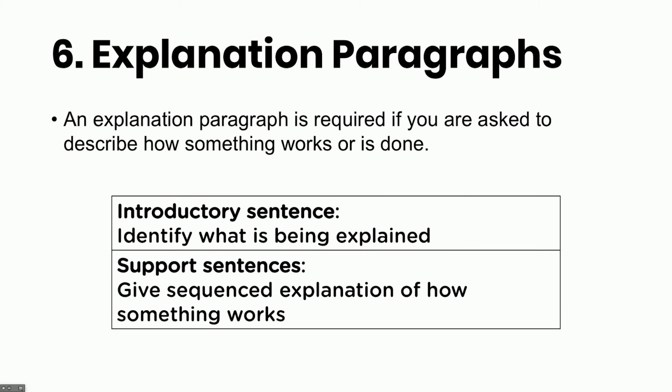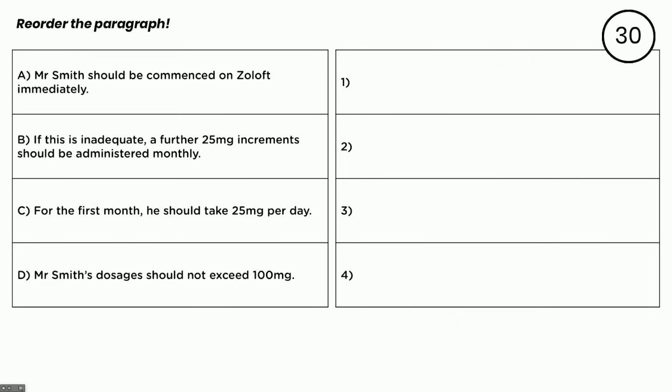Okay, so first of all, you identify what is being explained. So it's not a mystery story for the reader. They immediately know what you're talking about. And you give sequenced explanation of how something works. See if you can do it with this paragraph. This is a paragraph about how Mr. Smith should be administered his medication.